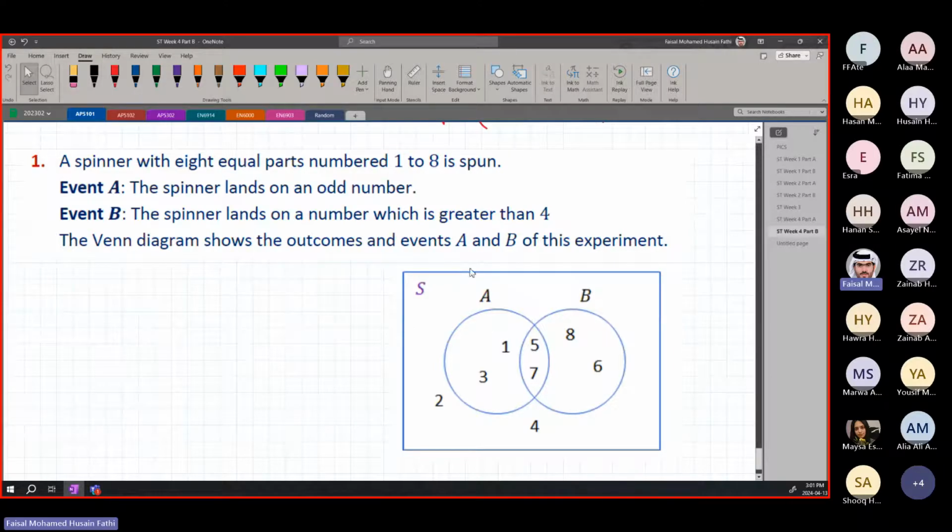And the numbers that are outside A and B are number 2 and number 4, because number 2 is not greater than 4 and it's not odd. And 4 is not greater than 4 and it's not odd. So it's not part of A or B.